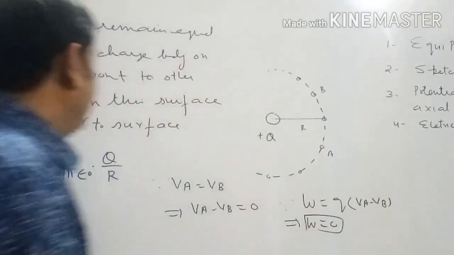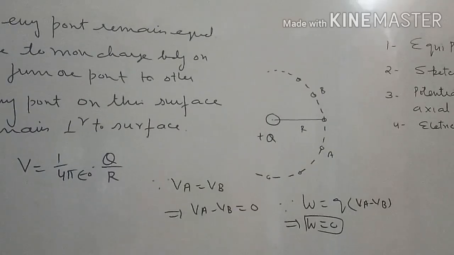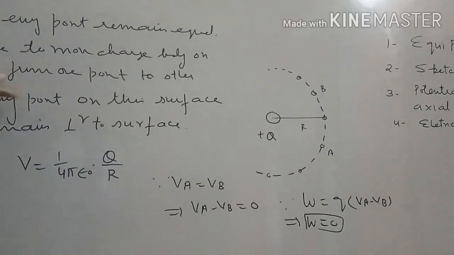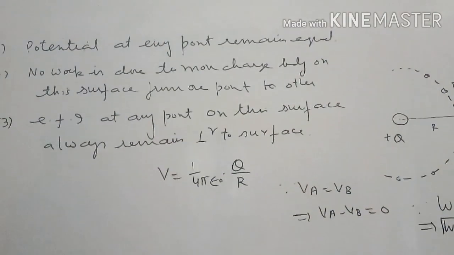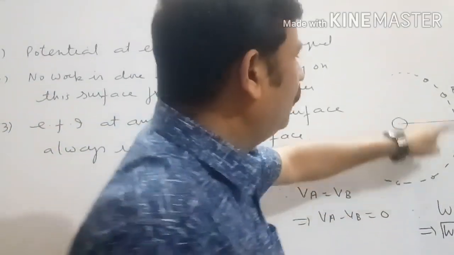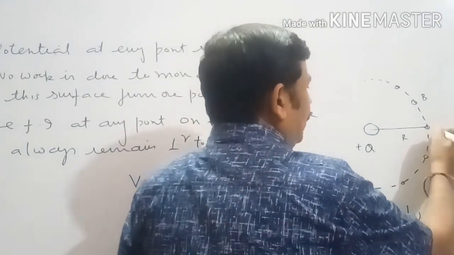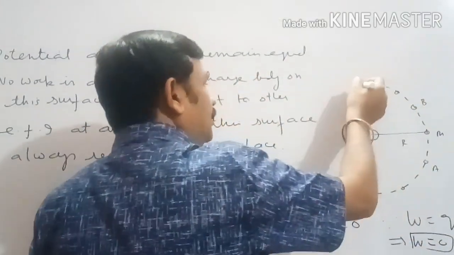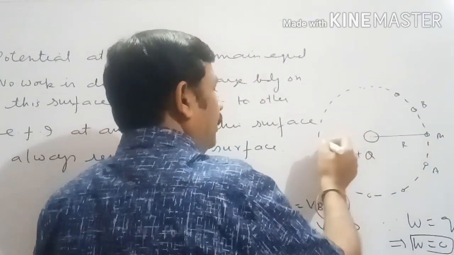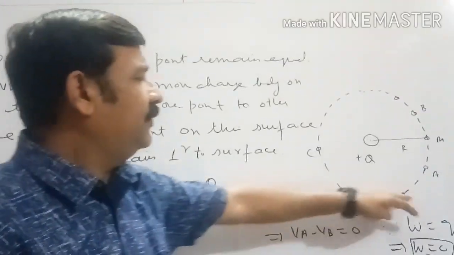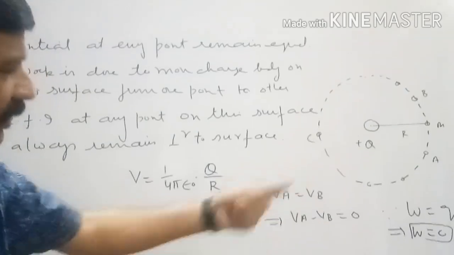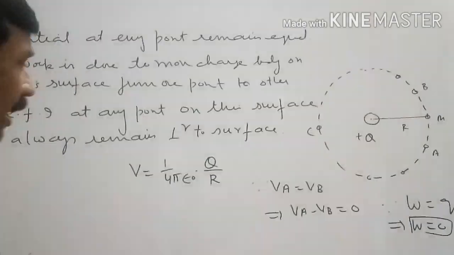That is why we say that no work will be done to move any charged body on this surface from one point to another. Whether we move the charge from A to B, from A to M, or from A to C, in all the cases no work will be done, because every point has the same potential, so the work done will be 0. Now, the last property.